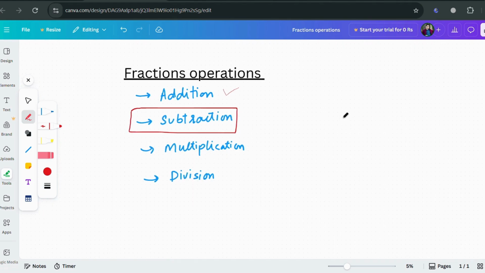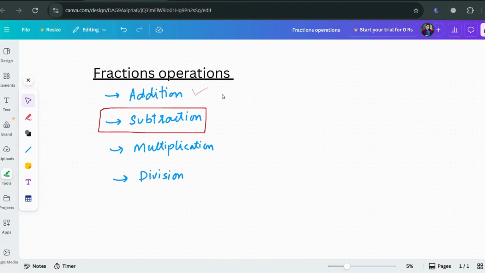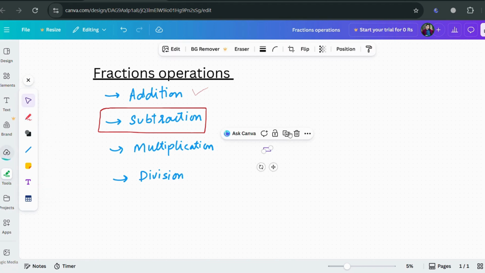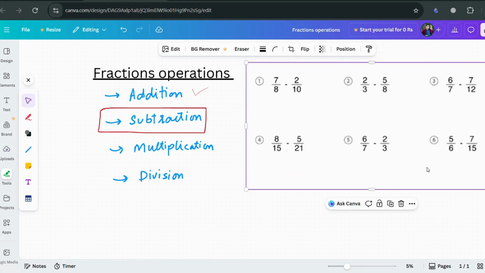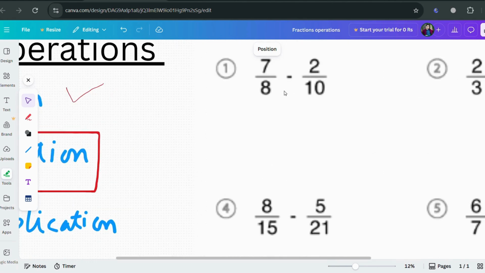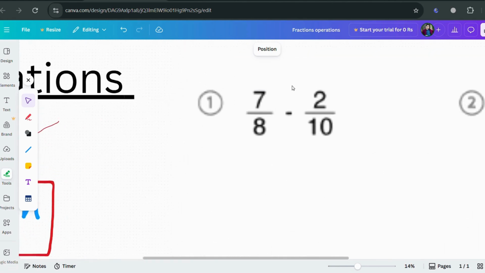For that, I have some questions that I'm going to upload, and we will be discussing them one by one. Addition and subtraction of fractions are pretty much similar things. So let's continue with question number 1. That's 7 over 8 minus 2 over 10.